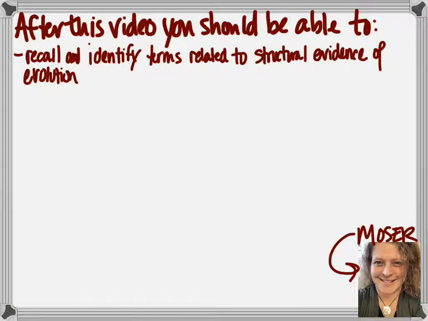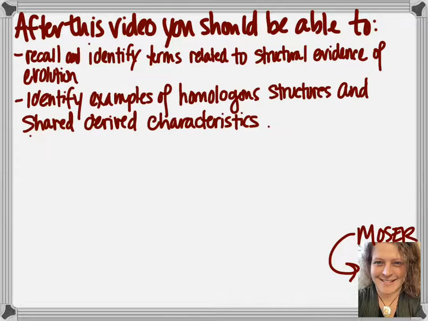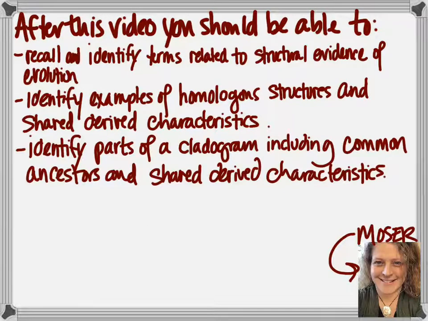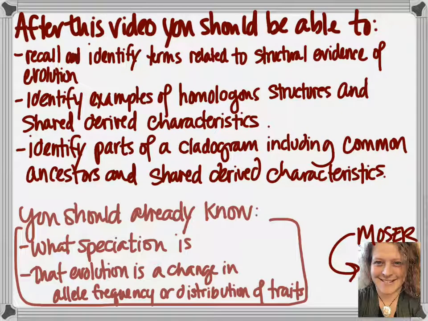After this video, you should be able to recall and identify terms related to the structural evidence of evolution, identify examples of homologous structures and shared derived characteristics, and identify parts of a cladogram, including common ancestors and shared derived characteristics. It'd be awesome if you already knew what speciation is, and that evolution is a change in allele frequency, or the distribution of a trait.